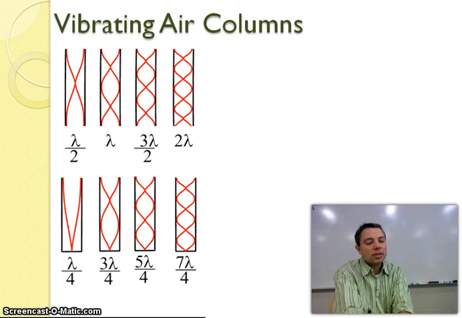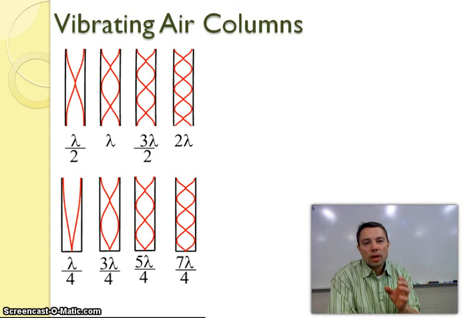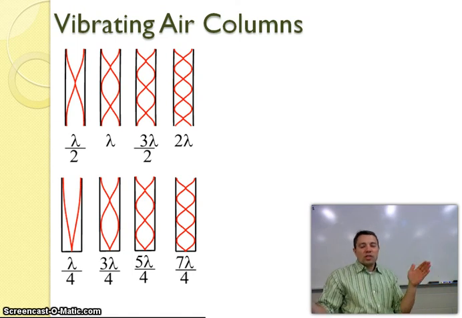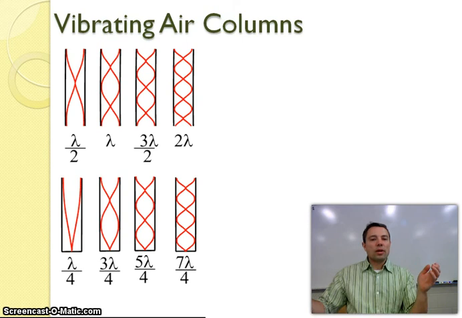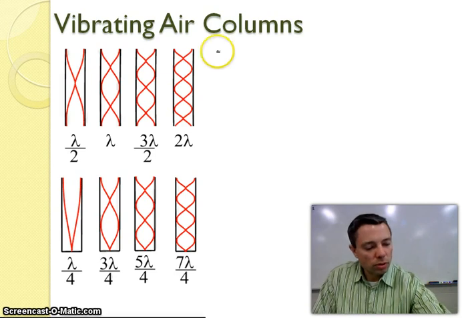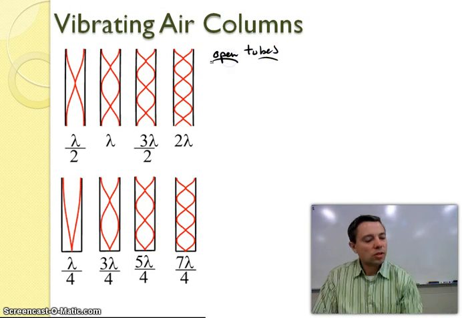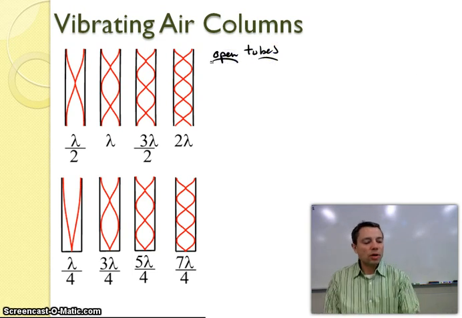All right, so now back to our air columns. Most of our instruments, we blow into them. You've got a trumpet, a tuba, a trombone, a clarinet, a saxophone, an oboe, a flute. They're all considered tubes that we blow air into. We blow air into one end, and the other end is where the air exits. So they're considered to be open tubes, and these are what we would look at as open tubes.